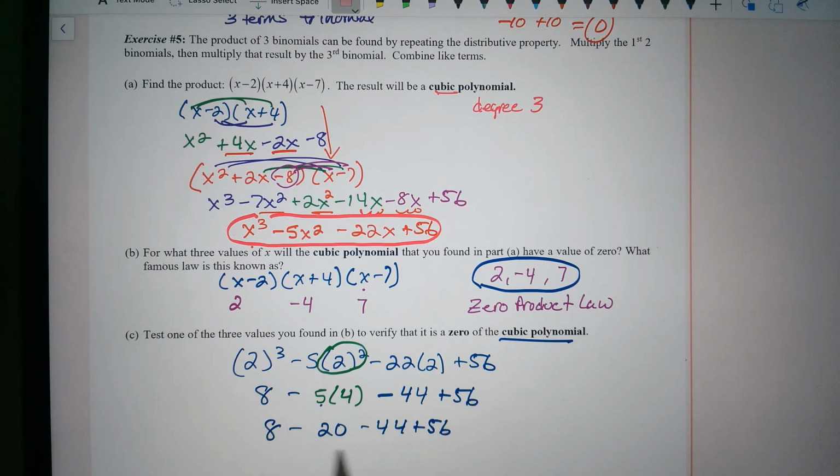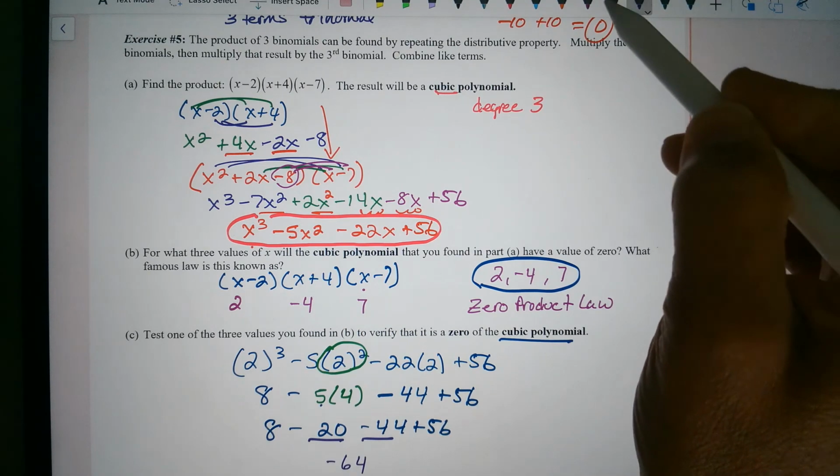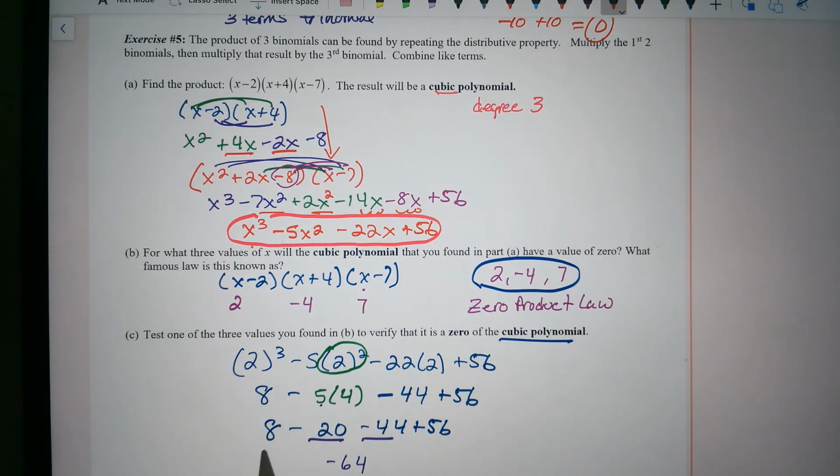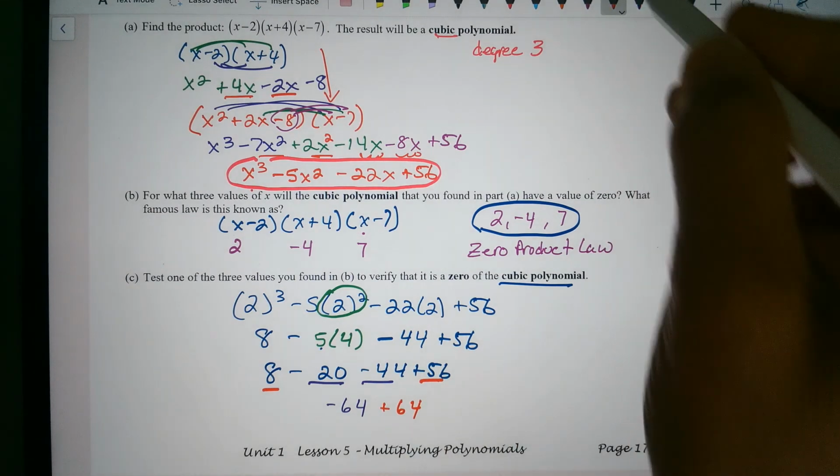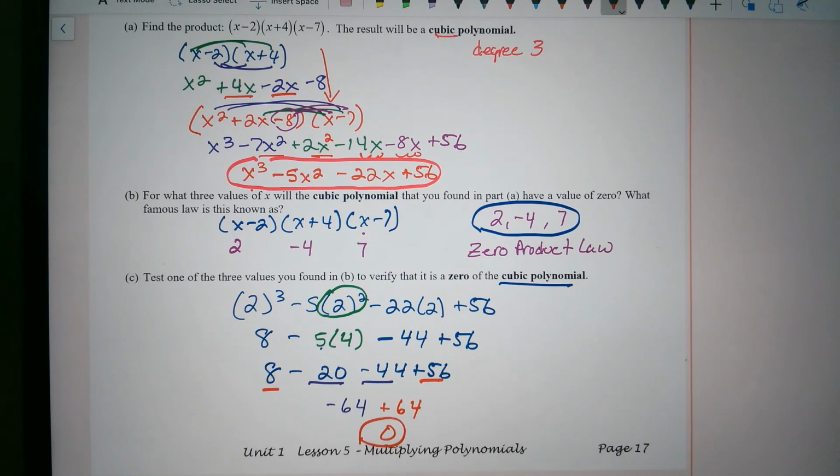When you are adding and subtracting, the order in which you add or subtract does not matter, so I'm actually going to do a negative 20 and a negative 44 is a negative 64, and remember I'm just combining these constants. 8 and positive 56 is positive 64. So we have a negative 64 and a positive 64 does result in 0. So it checks.